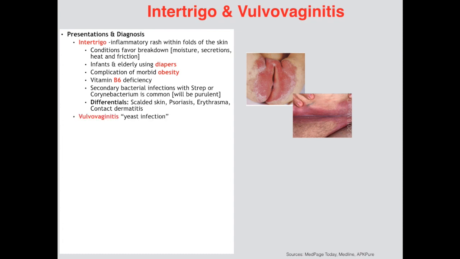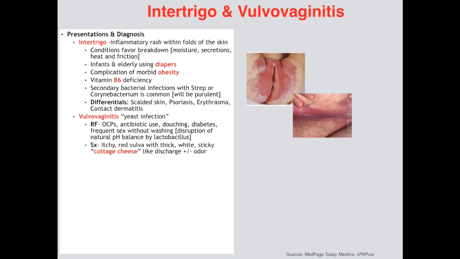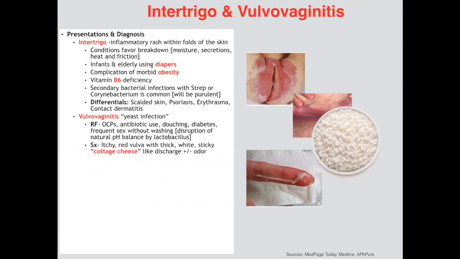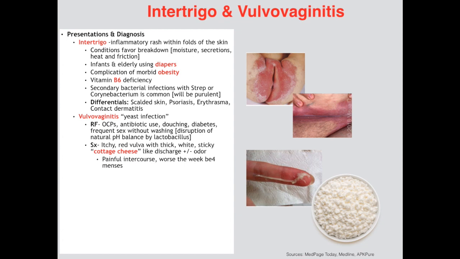Secondly, we have vulvovaginitis, colloquially termed yeast infection. Now, in general, the risk factors are any disruption of the natural pH balance of the vagina. So in your female patients of reproductive age, if they are on antibiotics, advise them to eat a yogurt once a day in order to replace some of that good bacteria and yeast. The symptoms will be an itchy red vulva with or without a thick, sticky, white cottage cheese-like discharge, and it's very common to occur just before a female enters her menstruation cycle.